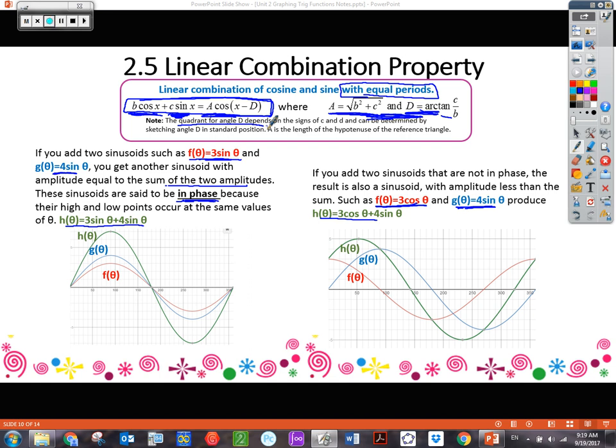That probably is the portion of this lesson that might cause the most trouble for students, if you get the angle in the wrong quadrant. So it depends on the signs of C and B. That's a B, and will be determined by sketching it. I have a couple of examples, and I'm going to walk you through how to decide what quadrant we need to put the angle in.